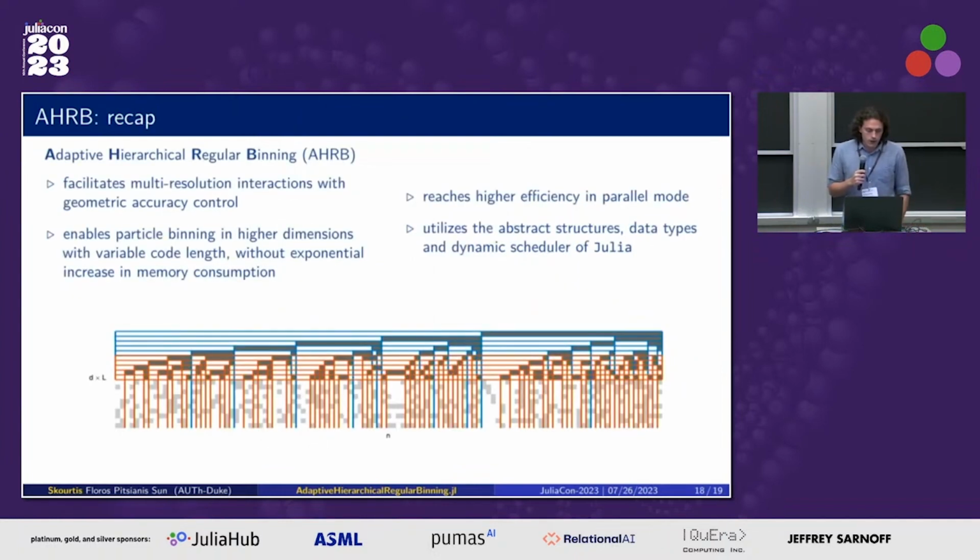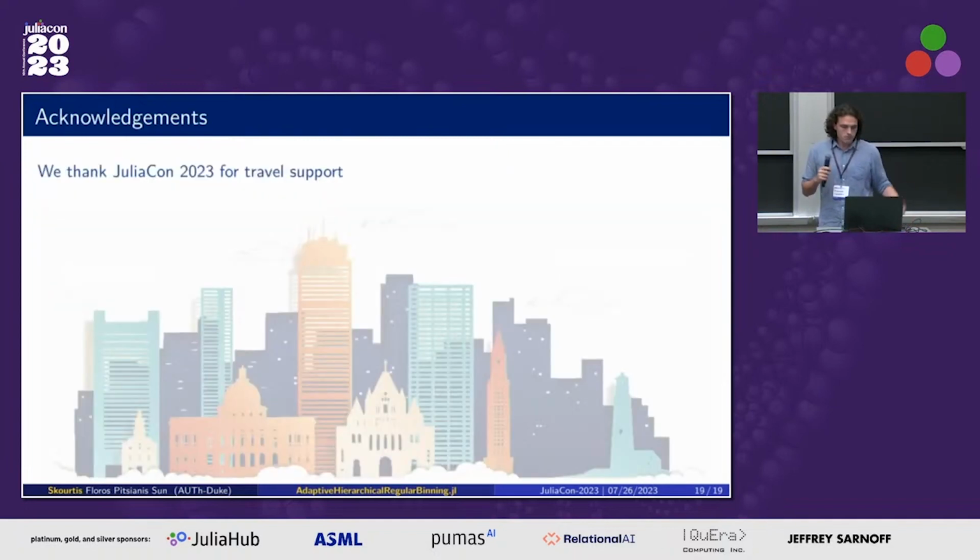So a quick recap of the whole thing. ARB accommodates multi-resolution interactions with geometric accuracy control. It is built with high dimensionality data in mind, and it's conservative of its memory consumption. It utilizes the potential of multi-core architectures and uses Julia's abilities to adapt to abstract structures and data types, while also, of course, utilizing Julia's dynamic scheduler introduced in 1.8.